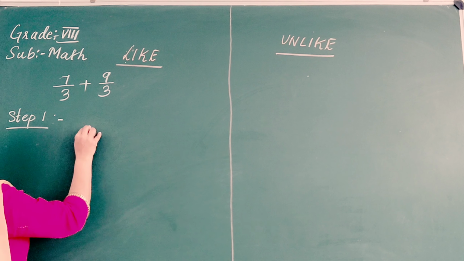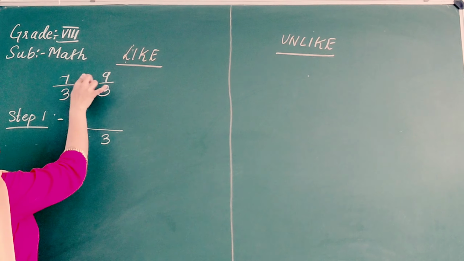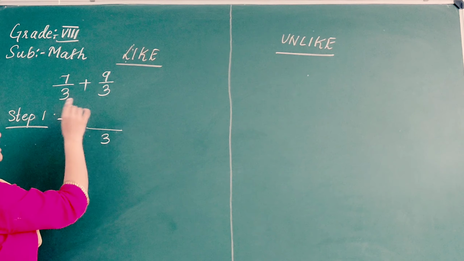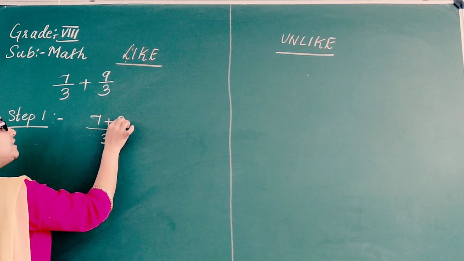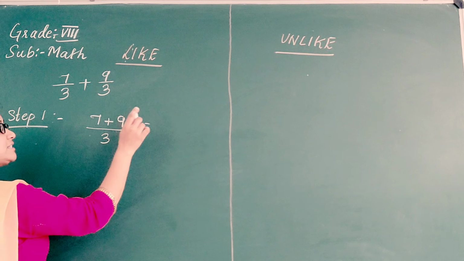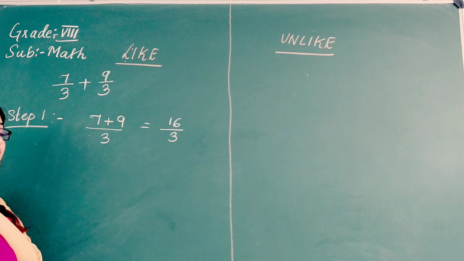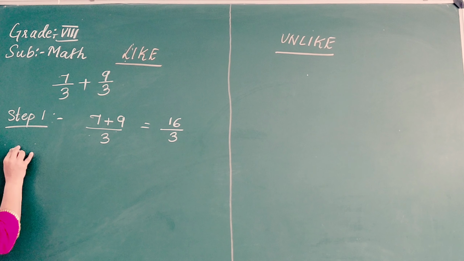So I keep my denominator as it is, 3, and I will only add my numerators, that is 7 plus 9. So what is 7 plus 9? 7 plus 9 is nothing but 16 divided by 3. Clear? Now step number 2.